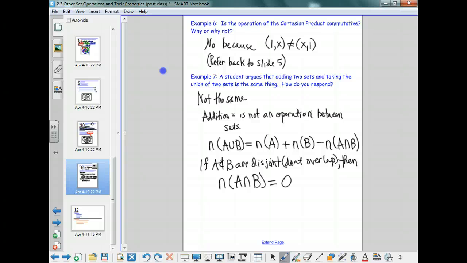And if their intersection is 0, this is what Brendan was getting at, and a couple other of you said this, then the union would become what? A plus B, at least the number of items in A plus the number of items in B. So there is an addition perspective to this, but you're not actually adding sets. What are you adding here? The number of elements in the sets, and that's different, right? So there is an addition sort of perspective, but it's not addition of sets, it's addition of the number of items, or the cardinality of sets. All right.